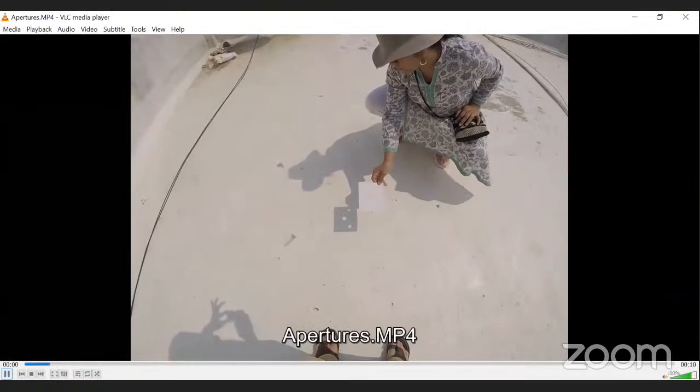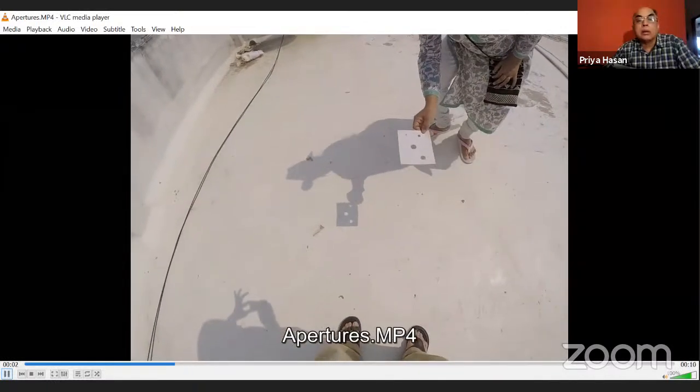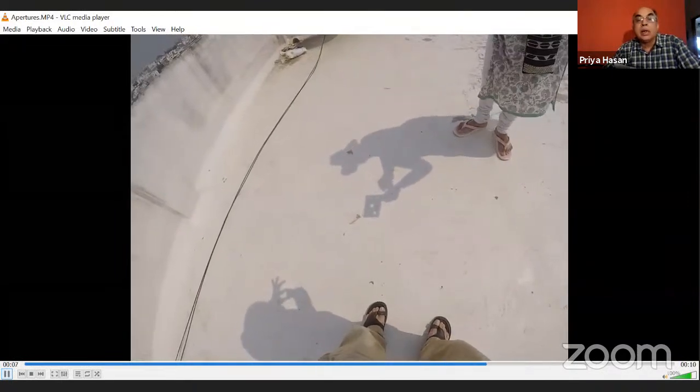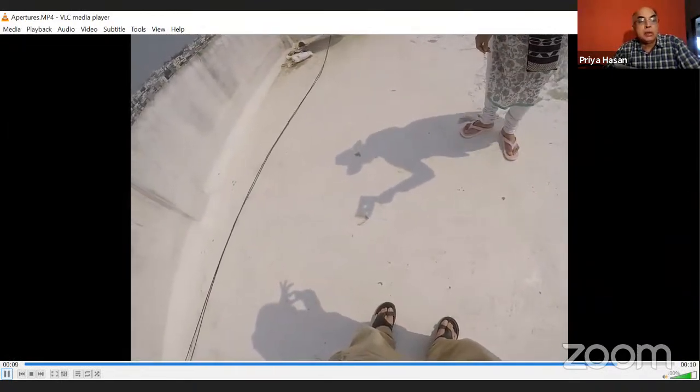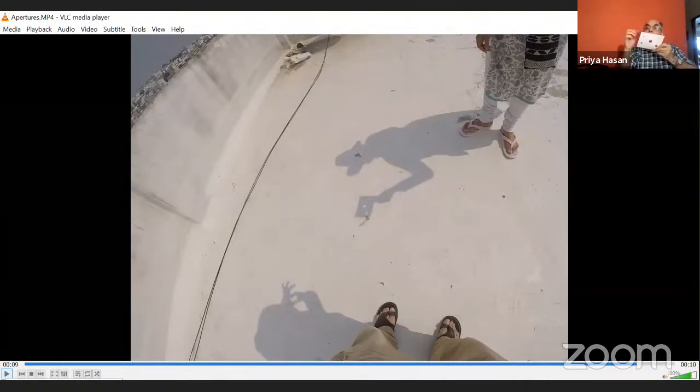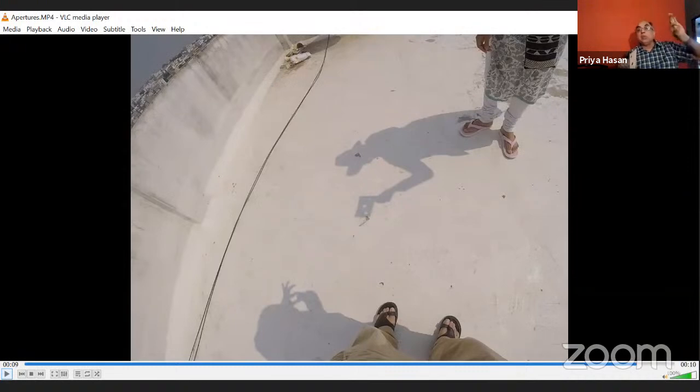appear to be of the same size, irrespective of the size of the hole. They all look the same size. One thing you can notice is the light coming through the smaller one is fainter. The one coming through a bigger one is brighter, but as you go at larger distances, all of them appear to be of the same size.